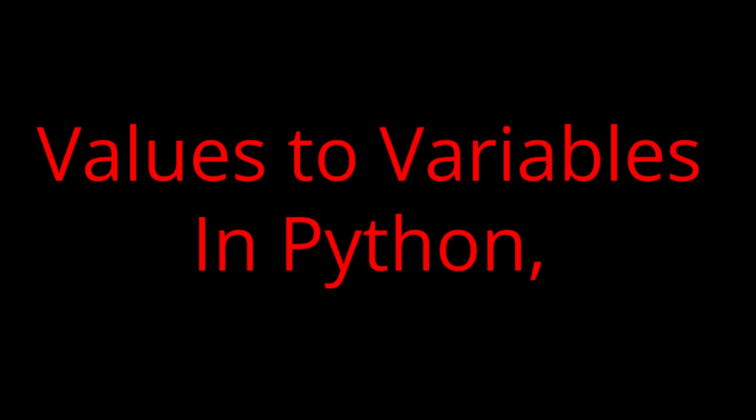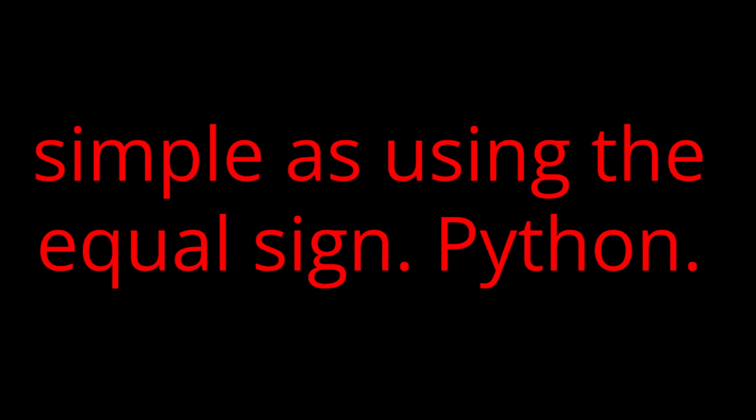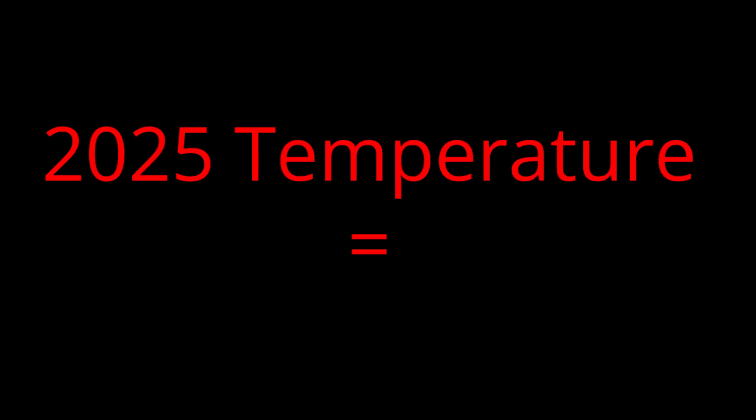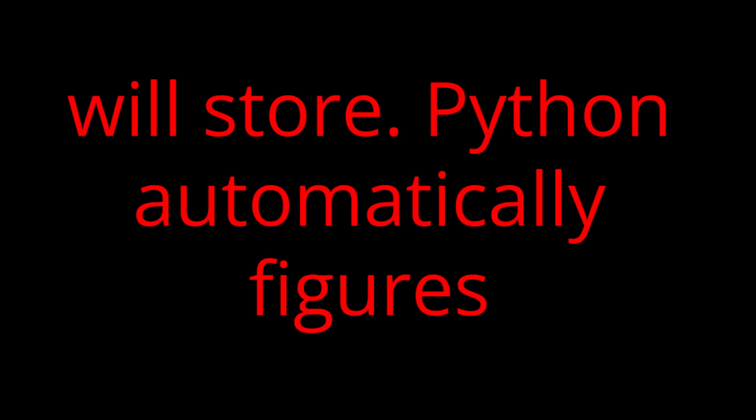Chapter 3. Assigning values to variables. In Python, assigning a value to a variable is as simple as using the equal sign. message = "hello world", year = 2025, temperature = 36.5. You don't need to tell Python what type of data the variable will store. Python automatically figures it out. This is known as dynamic typing.